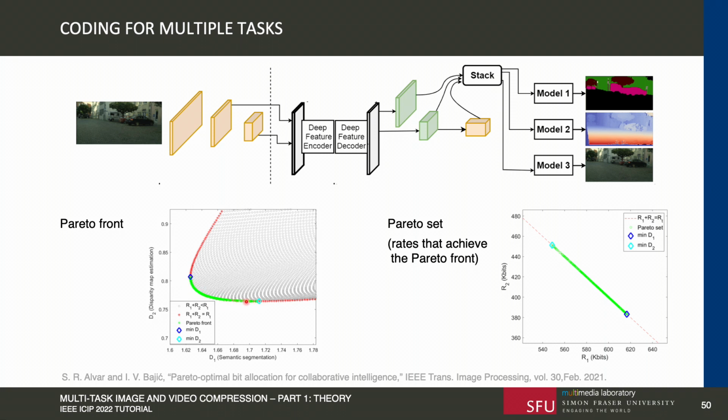The green points that are actually shown here are the solutions obtained from numerical Pareto solvers, and so they can get you discrete solutions here, and you see that they fall on that front. But the previous result characterizes the whole front. And the plot on the right here shows the actual Pareto set. Those are the rates that achieve the Pareto front.